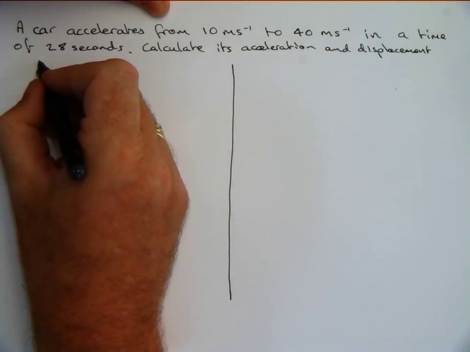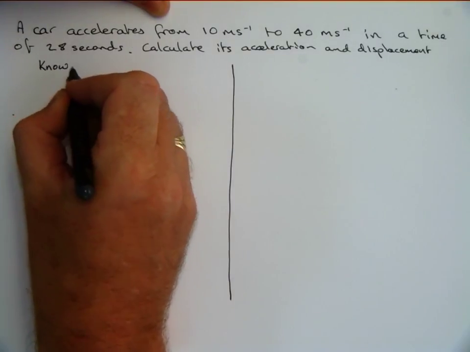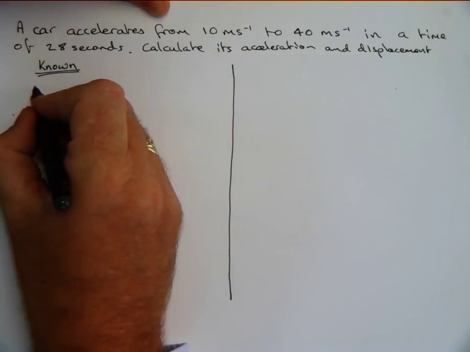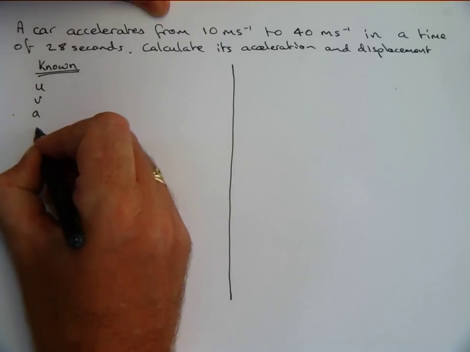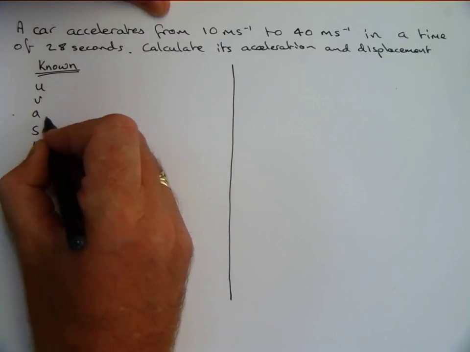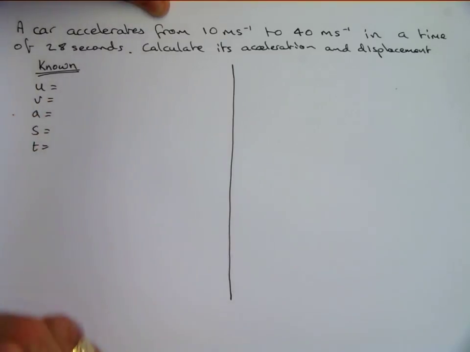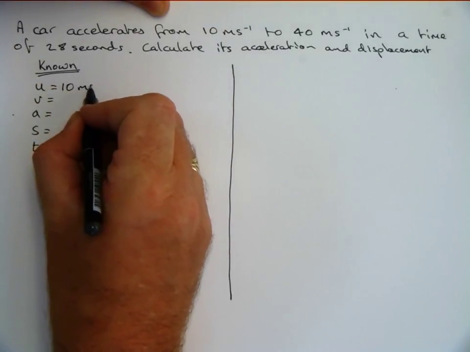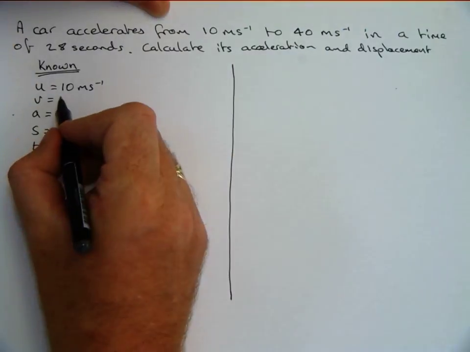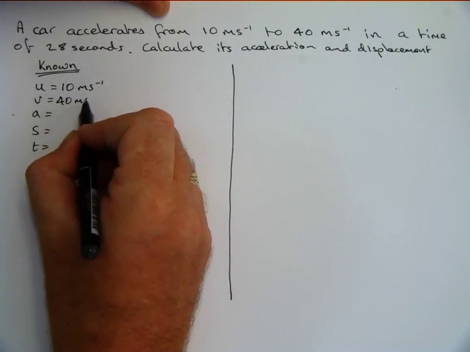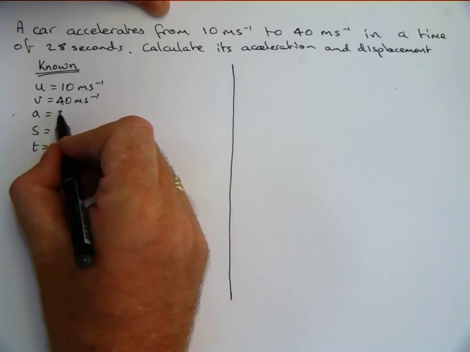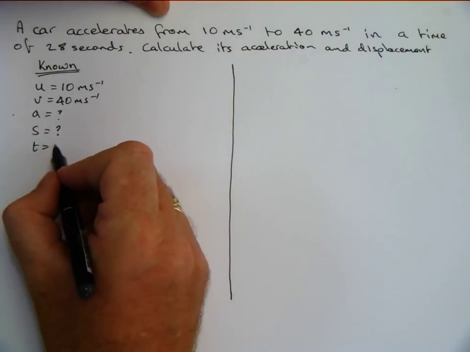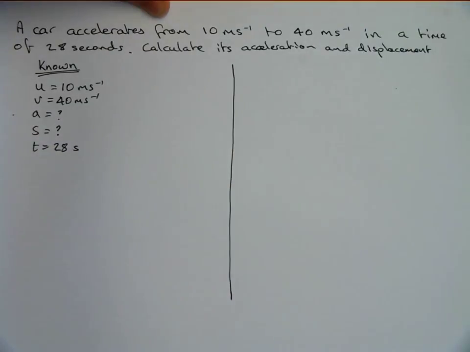In the first half, I write what I know from the question, and you can highlight it or simply write it down. I prefer to write it down. So, U, V, A, S, T, these are the standard variables that you would usually think about. U is initial speed, which is 10 meters per second. The final speed is 40 meters per second. Acceleration is what we are required to find. S we are also required to find, and T is the 28 seconds.